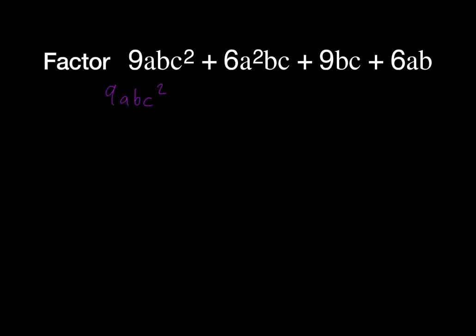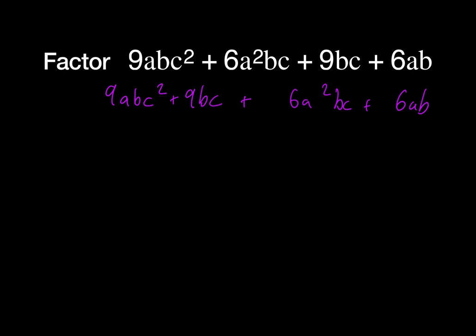9abc squared plus 9bc plus, and then I've got the 6a squared bc plus 6ab. Now you didn't have to do that. You could have very easily used them the way they were written, because the first two do have items in common to factor.